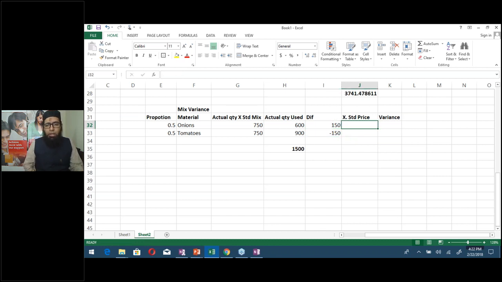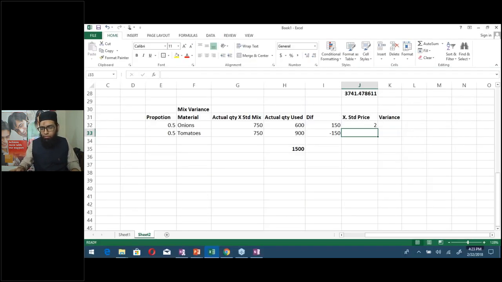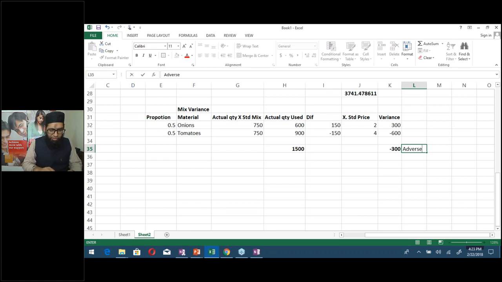Now I will multiply by its standard price, which is $2 per kg for onion and $4 per kg for tomatoes. Hence the variance will be difference multiplied by the standard price. Copy and then paste it. My final variance will be its total, which is 300. Now because the answer is in negative, this will be adverse variance. So that is how I will calculate the mix variance. Have you understood that?